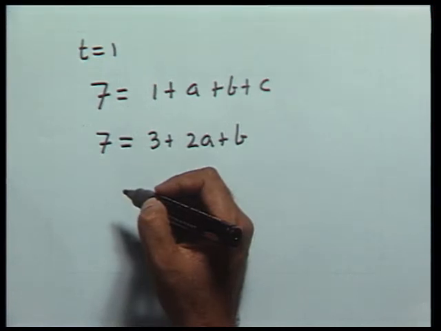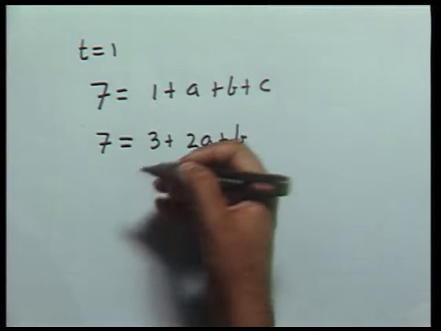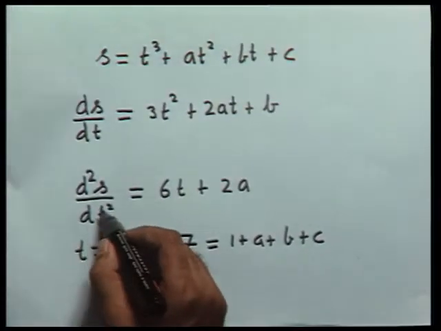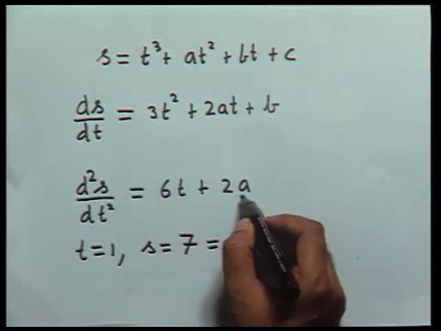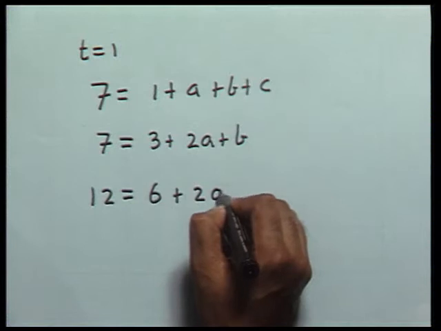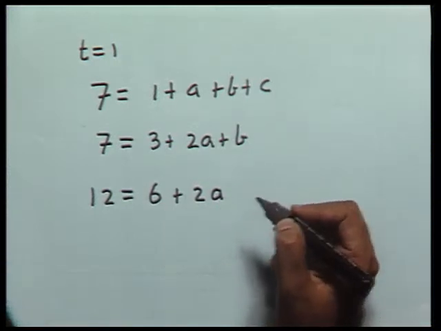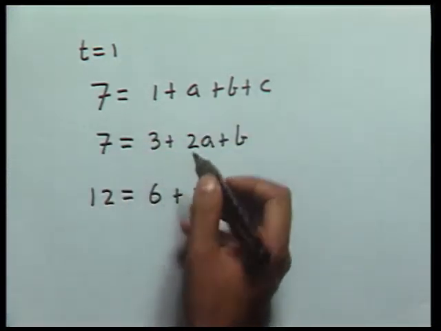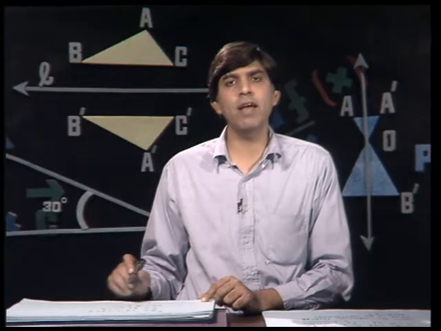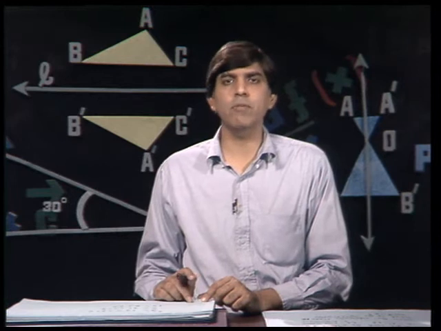I am also told that the acceleration at time t equal to 1 is 12. So I find 12 would be equal to, from this expression, 6 into 1 plus 2a, 6 plus 2a. We are required to find a, b, c. We have 3 equations in 3 unknowns, and I am sure you will be able to solve these equations and find the values of a, b and c from here.